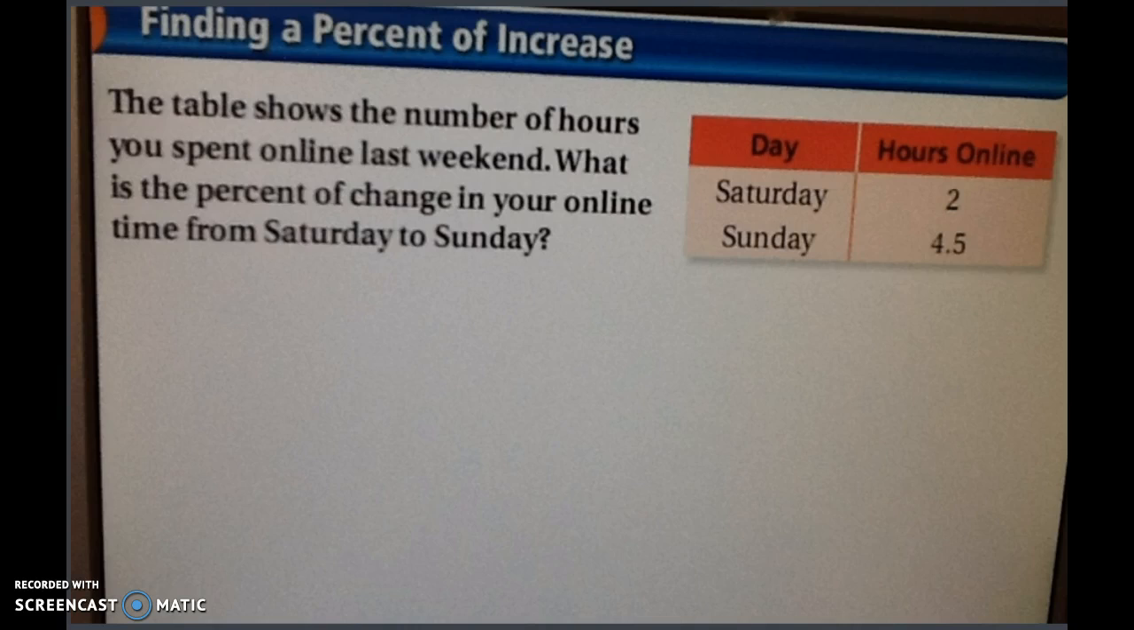Okay, so that's percent of change. Now let's look at another one. Let's look at the table. It says the table shows the number of hours you spent online last weekend. What is the percent of change from Saturday to Sunday? So I want to know what percent it changed by. Again, I can do it two ways. I'm going to do the proportion way first. I don't know what percent it changed by, but that's over 100.